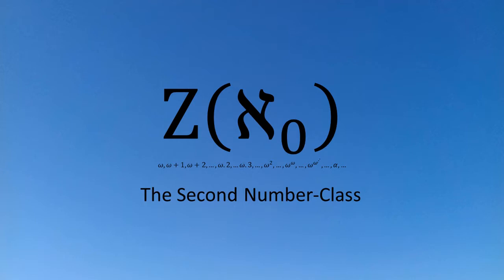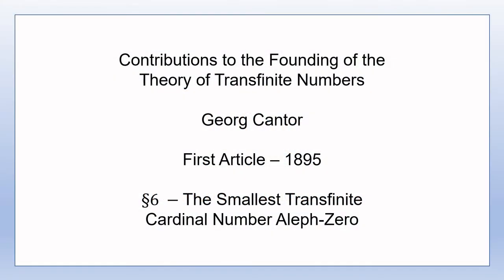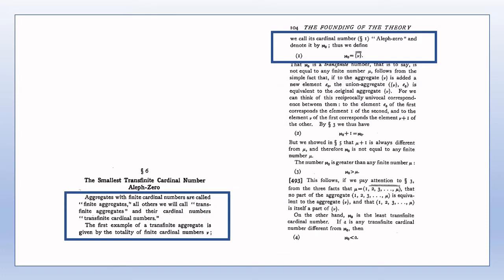Welcome to this video, the sixth video in my series of videos on Cantor's 1895 and 1897 articles on the theory of aggregates and transfinite numbers. Section 6 is titled The Smallest Transfinite Cardinal Number, Aleph-Zero. Section 6 starts off with some definitions of finite aggregates, transfinite aggregates and transfinite cardinal numbers.